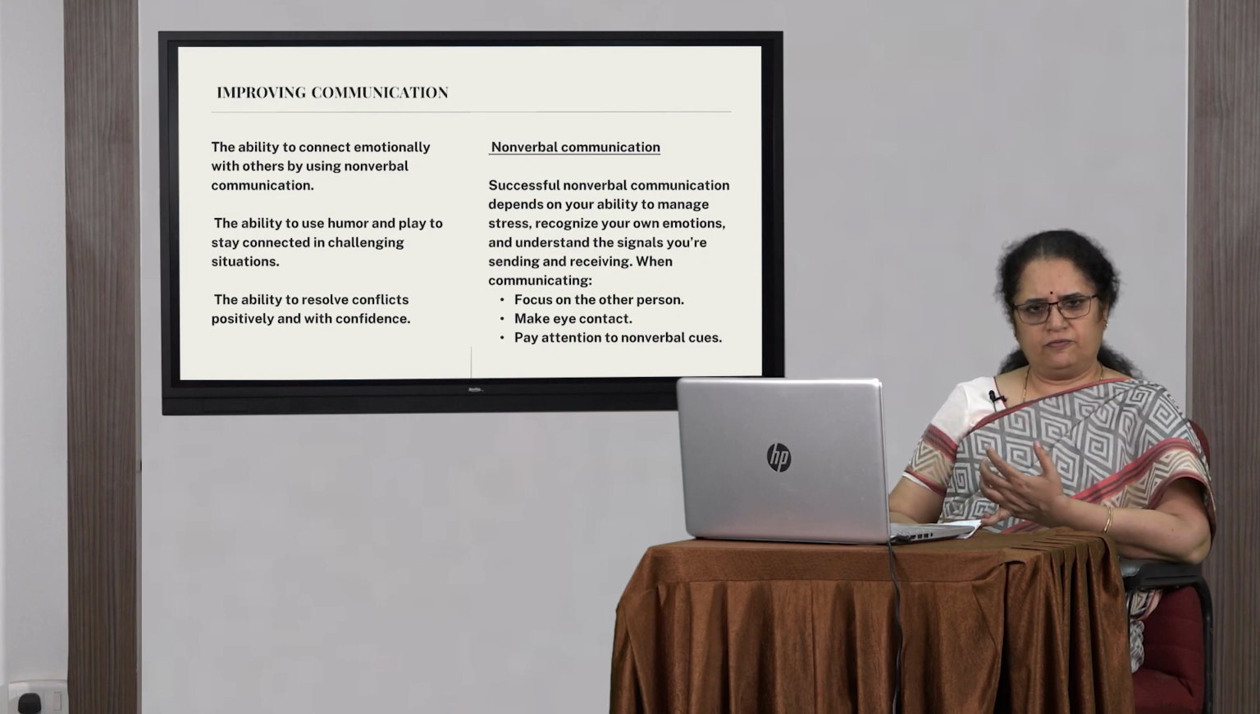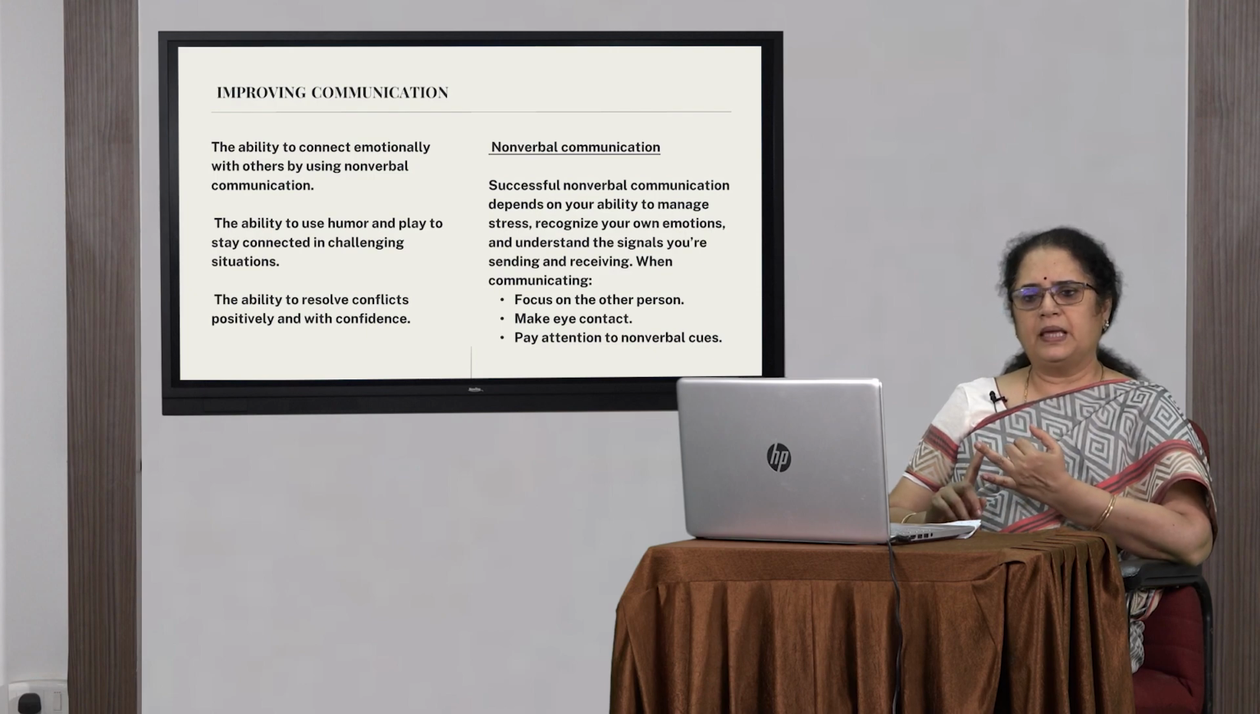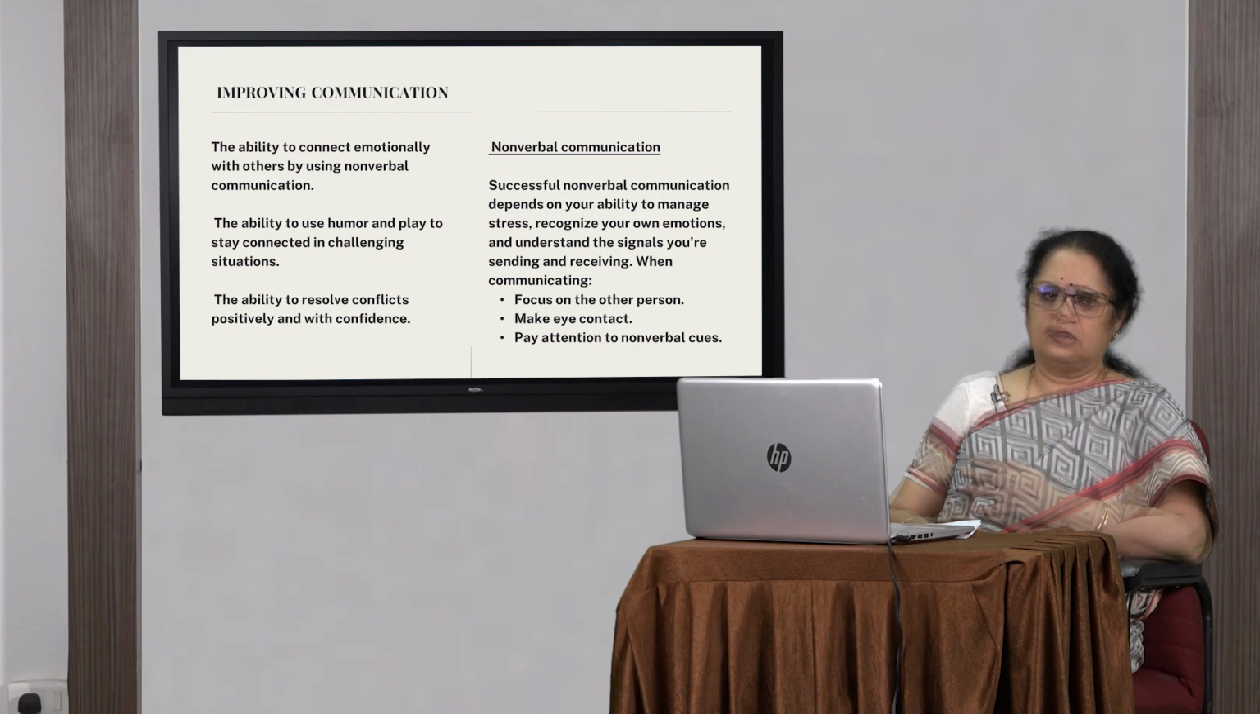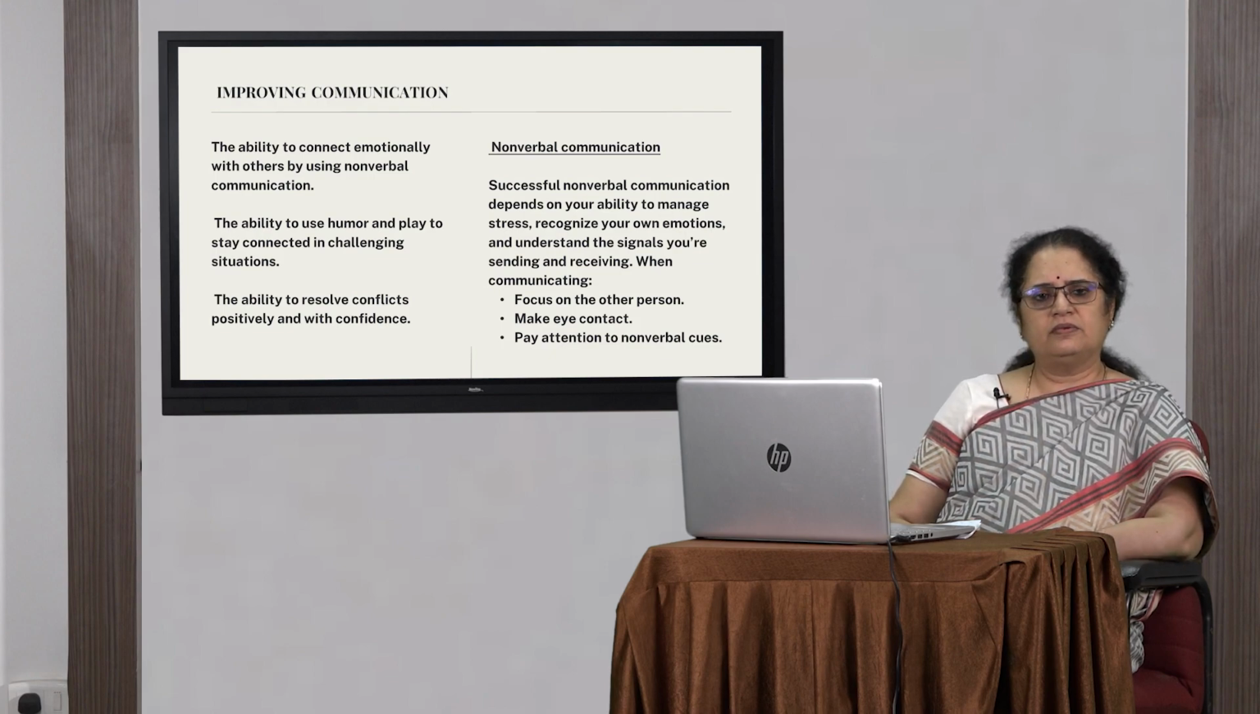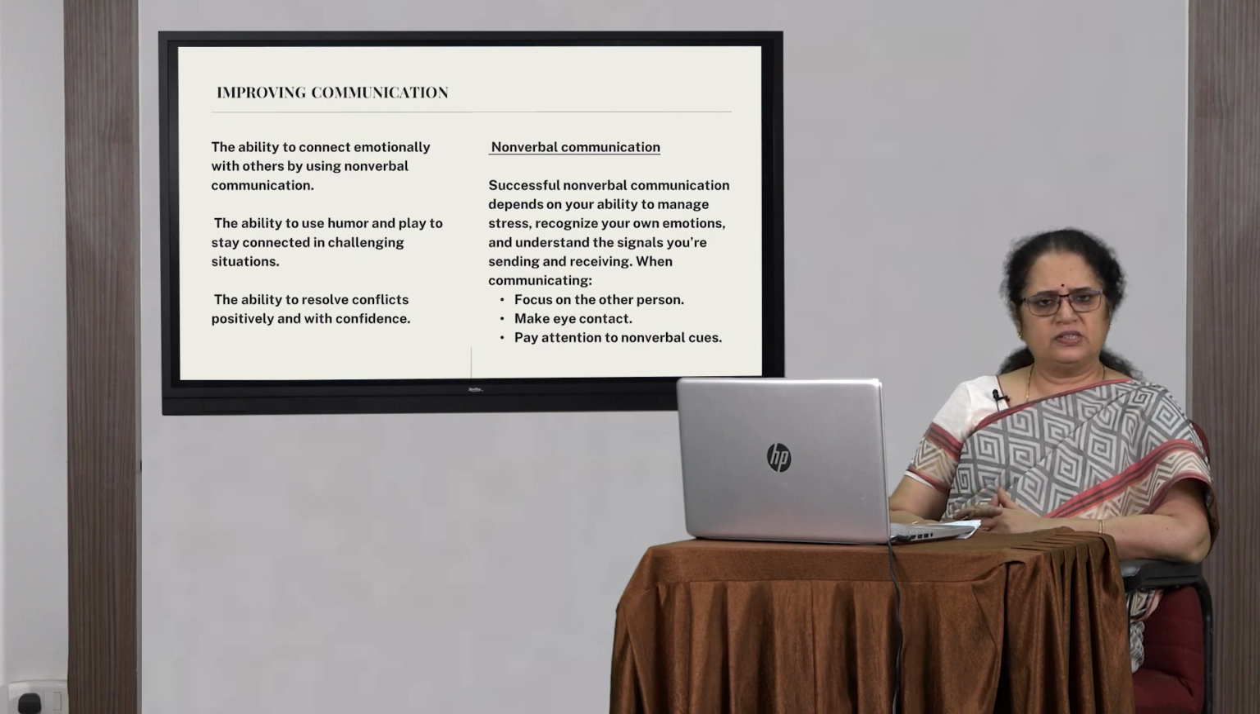So, when we are communicating with the other person, we focus on the person, make eye contact, pay attention to non-verbal cues. Use humor and play to deal with challenges. It is important for us to use humor, to have playful communication, to take hardships in our stride. So many challenges keep coming, so we have to keep going, smooth over differences. We can use humor for that, and then simultaneously relax and energize yourself. You need to energize yourself.